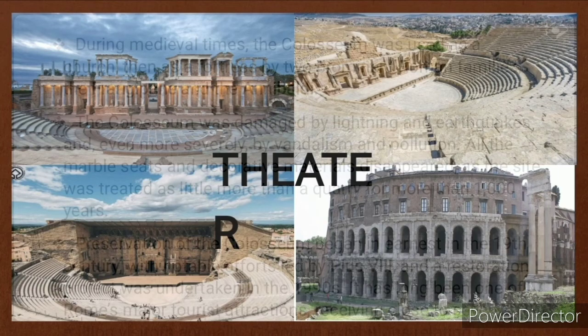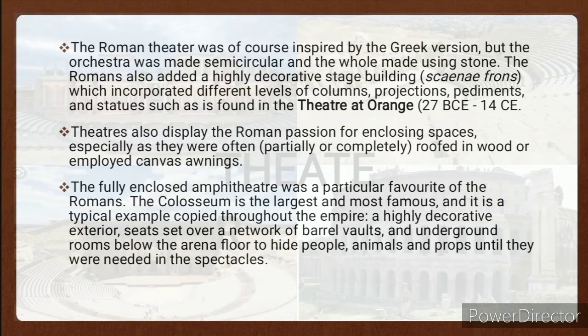Next is theater. The Roman theater was of course inspired by the Greek version, but the orchestra was made semicircular and the whole made using stone. The Romans also added a highly decorative stage building, the scaenae frons, which incorporated different levels of columns, projections, pediments, and statues, such as is found in the theater at Orange.